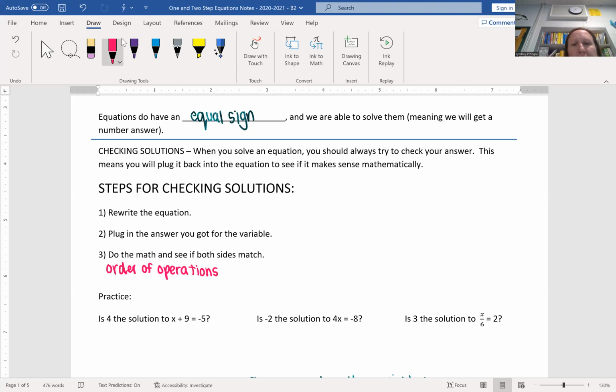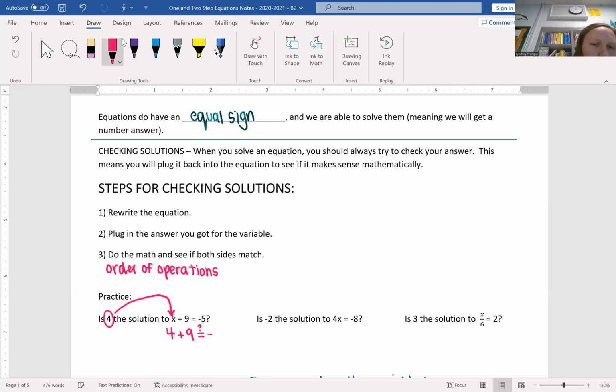Okay, so here we have a couple equations, and they're giving us a number answer. So it's like someone solved it, and this is what they think the answer is. And we are seeing if it is indeed the solution to the equation. So for the first one, it says, is 4 the solution to x plus 9 equals -5? I'm not going to rewrite it because I have plenty of space to do it right now. But we're going to take that 4 and plug it in for our x. So I'm going to say 4 plus 9.